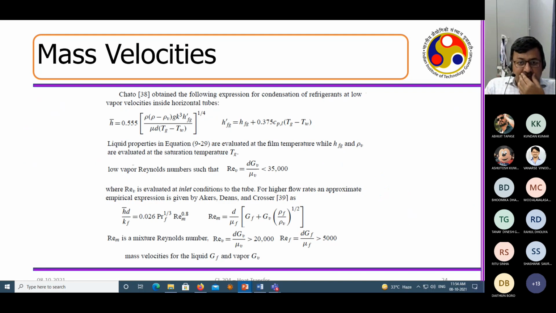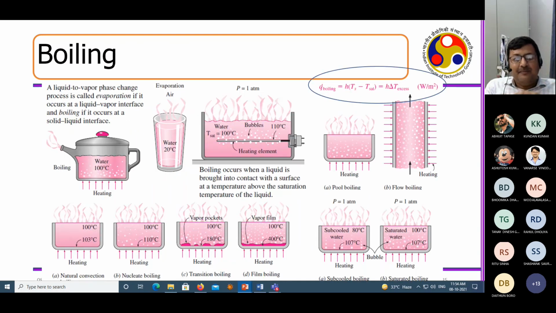Clear? Another question? Yes, sir. Nice. From these you can also calculate the mass velocities. Just go through this.